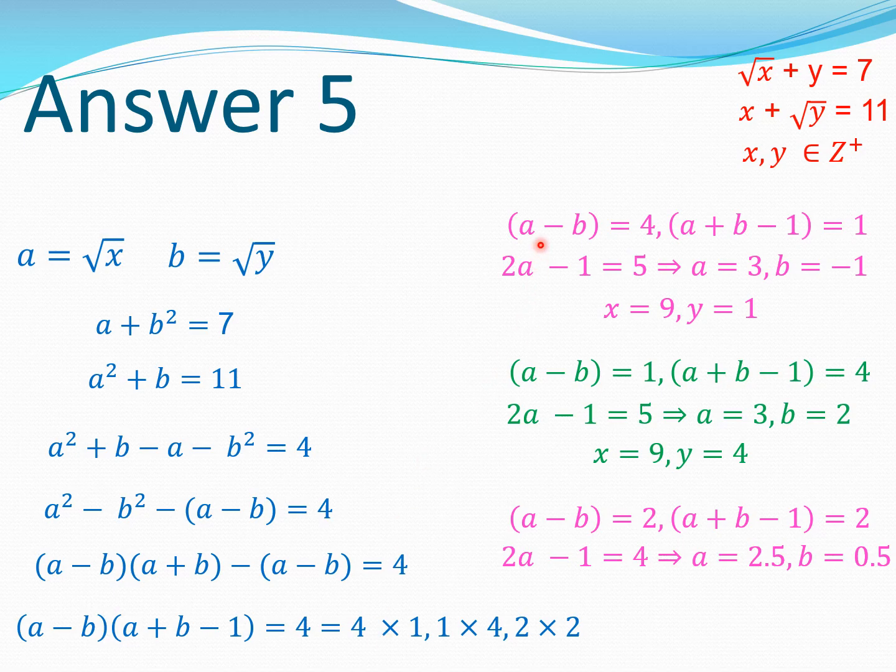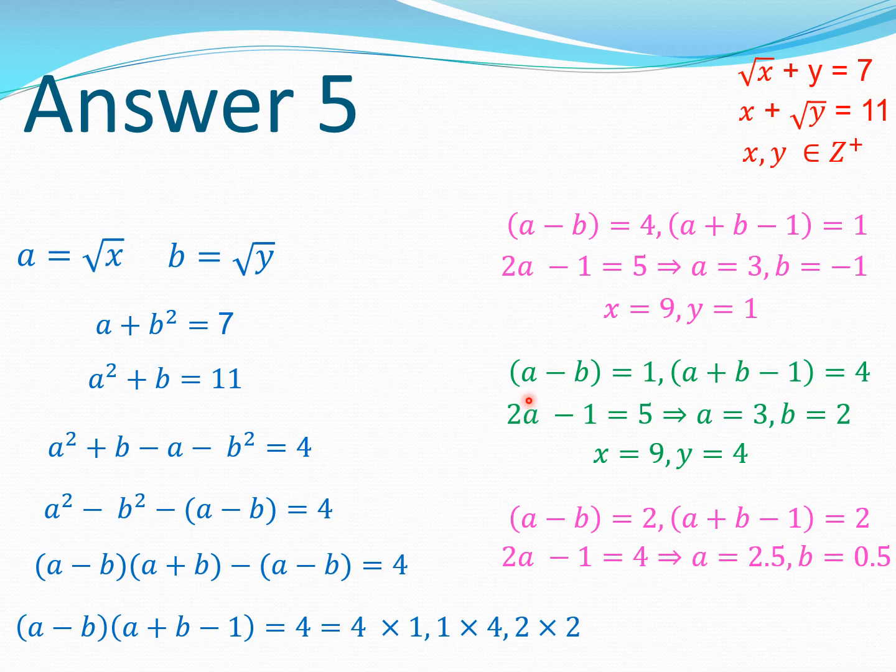So that's the possibility here. In this case, let me add these two equations, because then the b would cancel out. So I get 2a minus 1 is 5, which gives me a is 3 and b is minus 1. Now this looks like a legitimate solution. I could square them and I would get x is 9, y is 1. But if I were to substitute it here, it would not work out. So you can see here this would be root of 9, that is 3, plus 1, that would not be 7. So actually this is an extraneous root and we remove this.